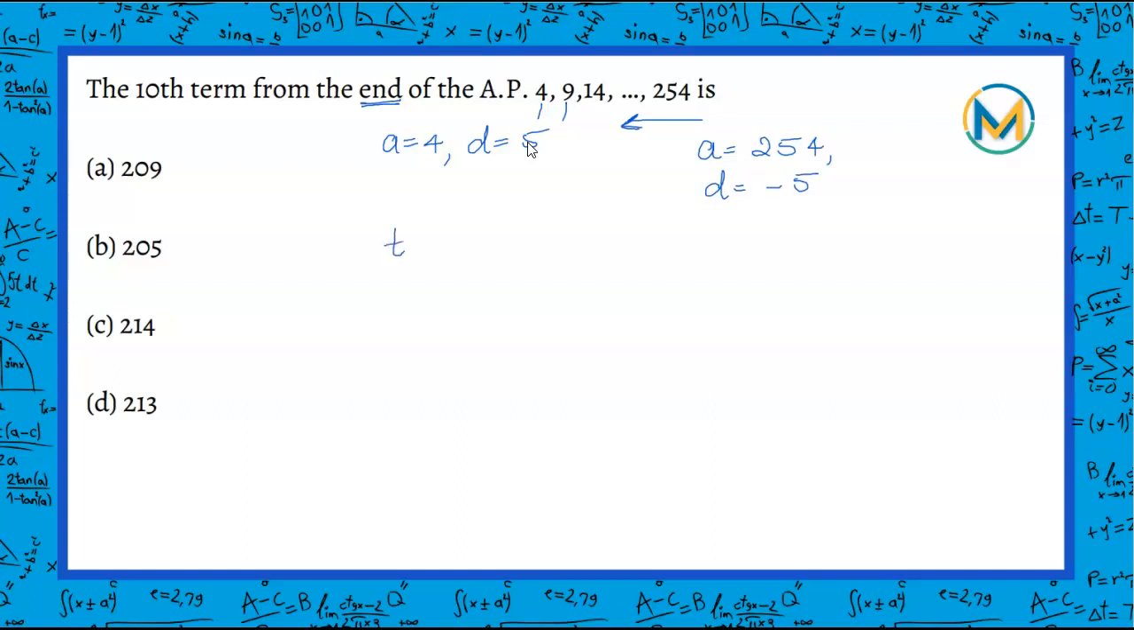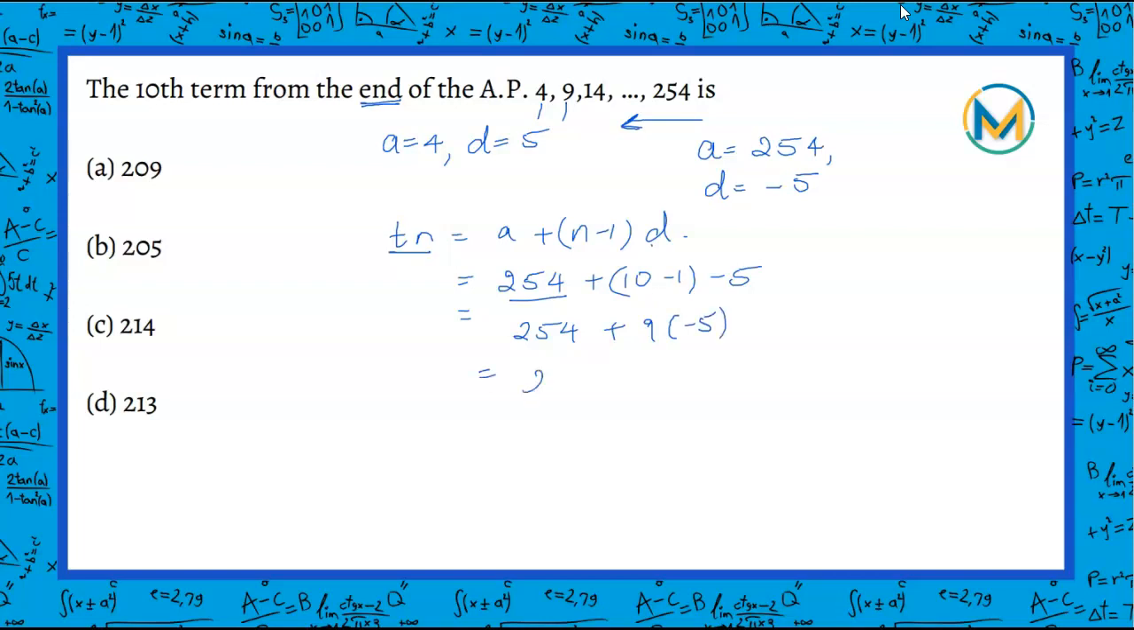So I'm going to use Tn = A + (n - 1)d. The nth term I need to find. So A here would be 254, n is 10, minus 1, and D is minus 5. So this becomes 254, this becomes 9 into minus 5. This is 254 minus 45, this is 209. The 10th term from the end is 209, which is your option A.